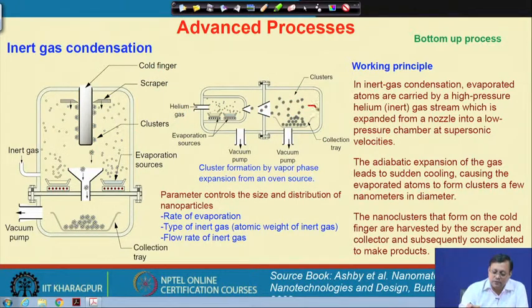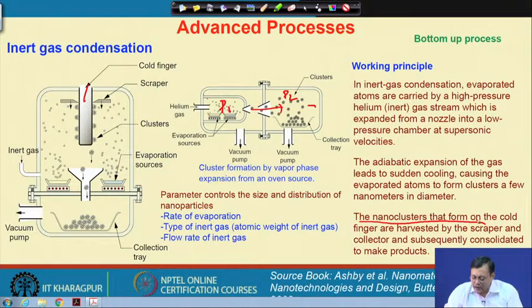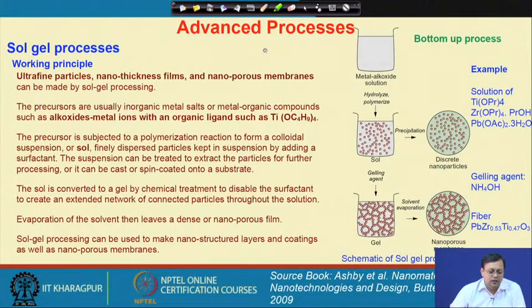So, we never need the assistance of a cold finger here, because it is going from a higher pressure region to a lower pressure region, and there is an expansion of the gas, because the metals will be cooled. So, the nanoclusters formed on a cold finger and harvested by the scraper or collector, that is a typical process for the inert gas condensation technique. So, these are the very important processes, like vapor deposition or inert gas condensation, for producing such kinds of bulk structures, including coatings and so on.